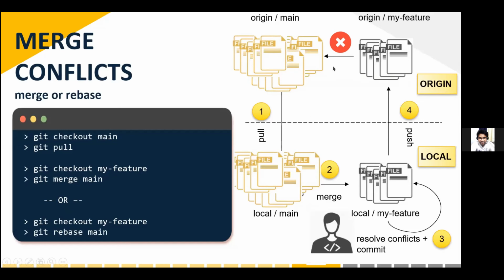When we say we created a pull request, we tried to do the same. We tried to merge my feature into origin main, but that didn't work because we had a merge conflict. GitHub cannot automatically merge it. Now we are trying to do it in our local machine.